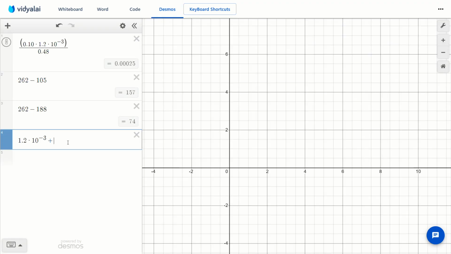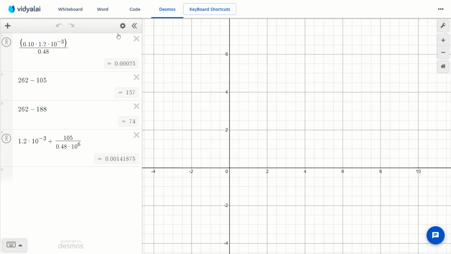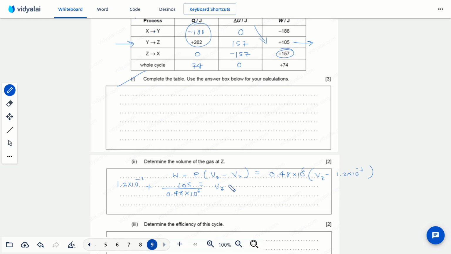Need to add it. So 0.48. Need to make sure that it's correct, and it was not. 10^5. Divide that by 0.48 times 10^6. And that's our answer. So it's 1.4. 1.4 times 10 raised to minus 3 meter cube.